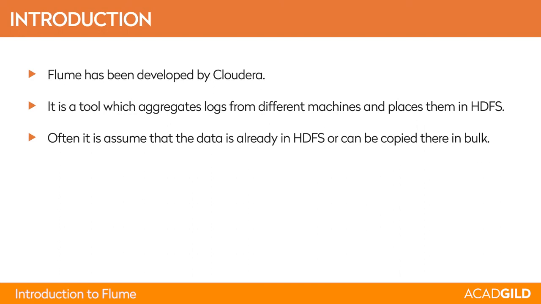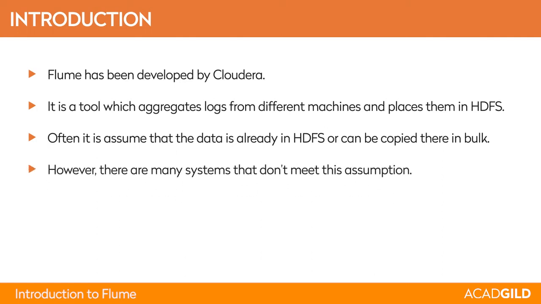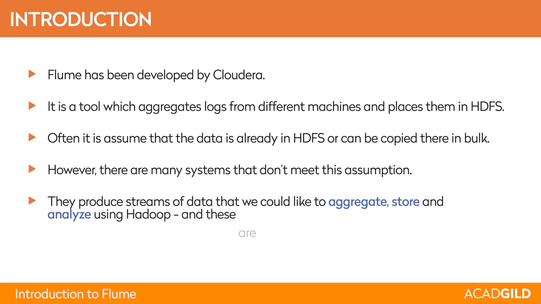To work with MapReduce or other processors, we assume that data is present in the HDFS, which might not be the case at all times. Sometimes data can be produced from different sources, like a web server or a file server, and then we must bring data into HDFS first before we can process it. Flume is a tool which helps us achieve these functionalities, such as aggregate, store, and analyze using Hadoop.